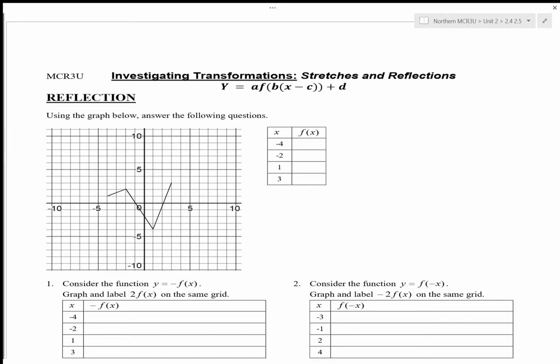Hi guys, this is the 2.4 and 2.5. So we're going to start with the 2.4, which is the reflections, and 2.5 is the stretches and compressions. So we're going to do that in the next video. So on this video, we're going to talk about the reflections.